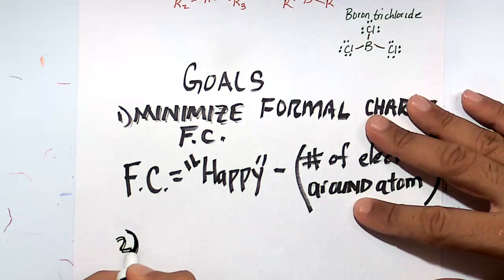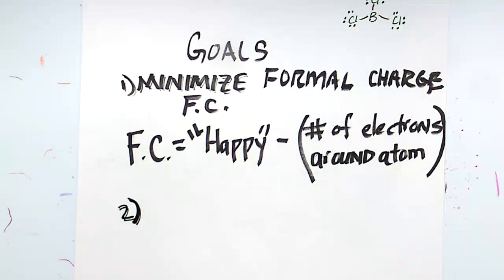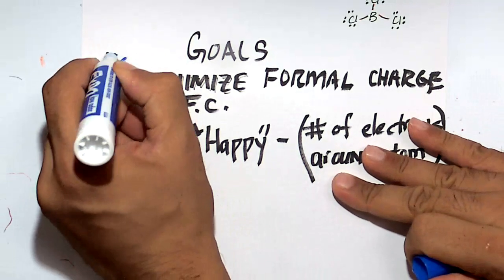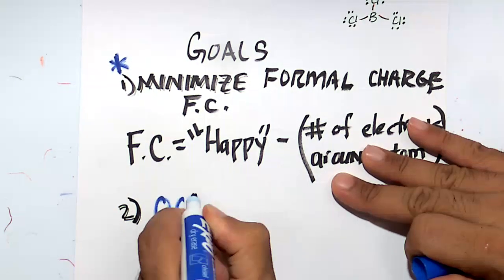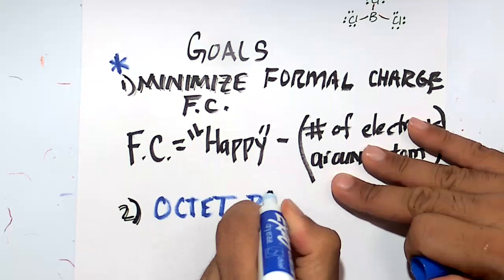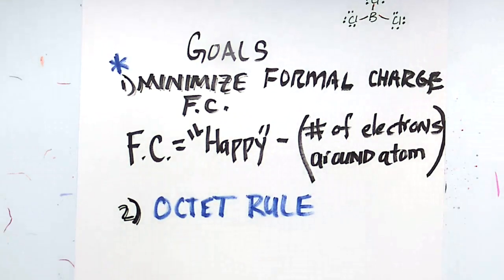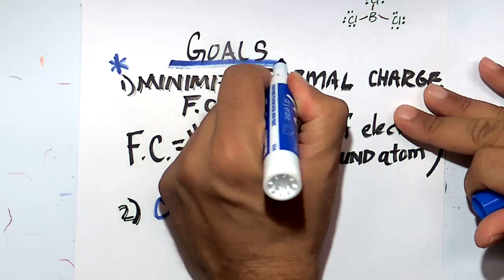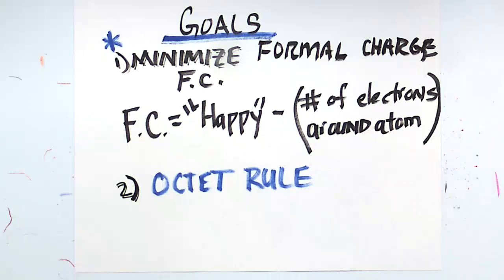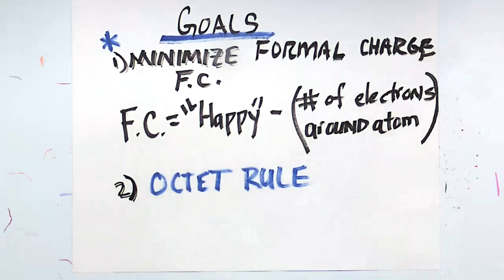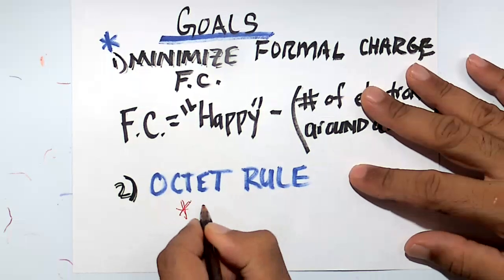And then goal number 2. This goal is not as important, but this is important. Goal number 2 is to try to get an octet. But let me tell you right now, there's a lot of exceptions to this octet rule. There's a ton of exceptions. So you're going to see exceptions. One of the exceptions is expanded octet. So lots of exceptions.